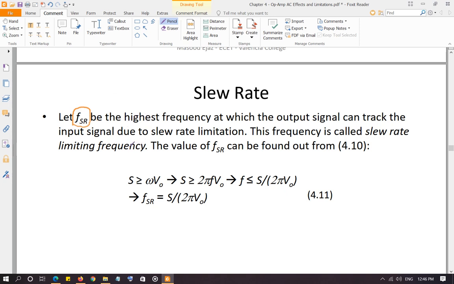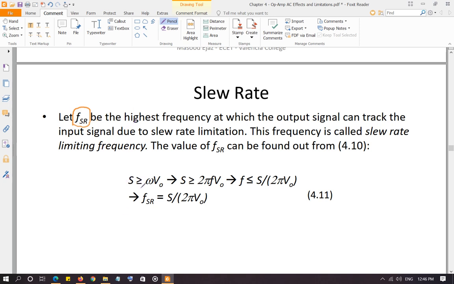That can be 20 kilohertz, 30 kilohertz, and if it is more than that, then the output signal will not follow the input signal. That is, if the input frequency is below FSR, the output will follow that. If it is more than FSR, the output will not follow that.